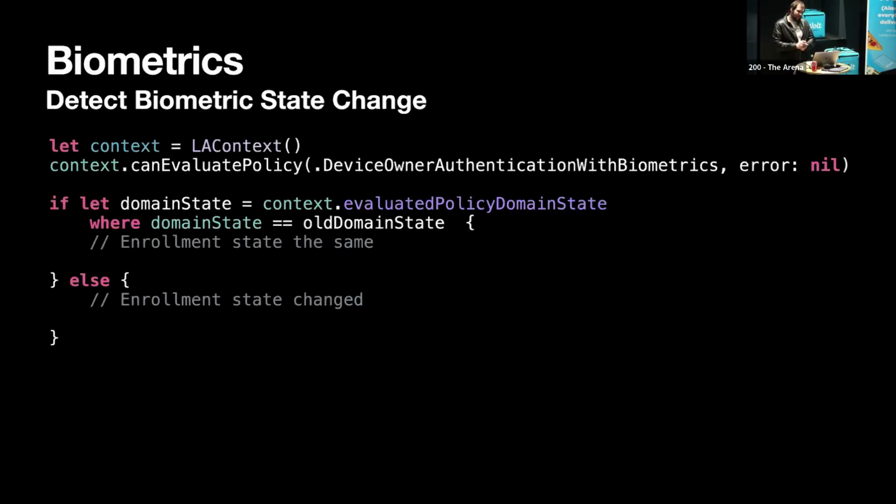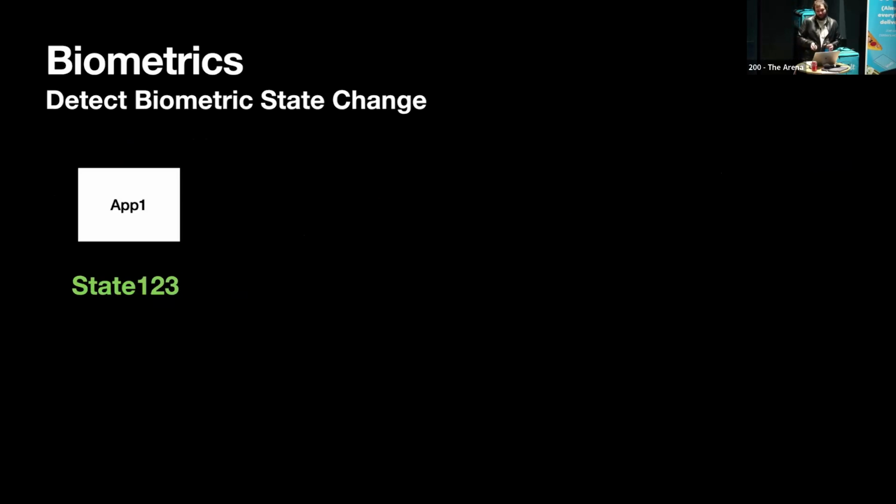One way to do it is to use the state variable. That's actually what is recommended. You use the state, canEvaluatePolicy, and then you get the state, evaluatedPolicyDomainState, and then you can check if the state is changed or not. And if the state is changed, then it means there is some change in the biometric signature, like a new fingerprint or a new face scan, or it was deleted and then recreated.